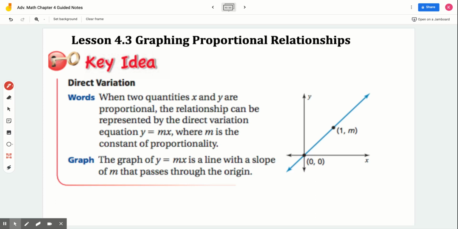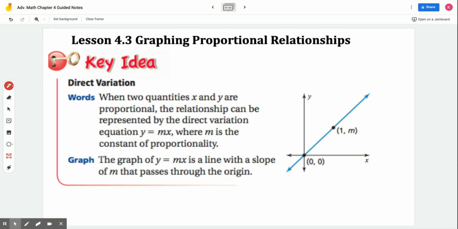Today's lesson is Graphing Proportional Relationships, Lesson 4.3. Direct variation is a term we use when two quantities, x and y, are proportional. The relationship can be represented by the direct variation equation y equals mx, where m is the constant of proportionality.